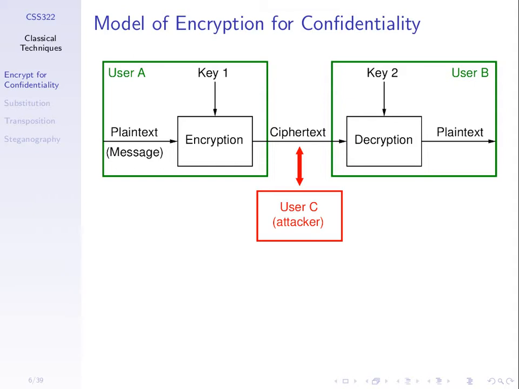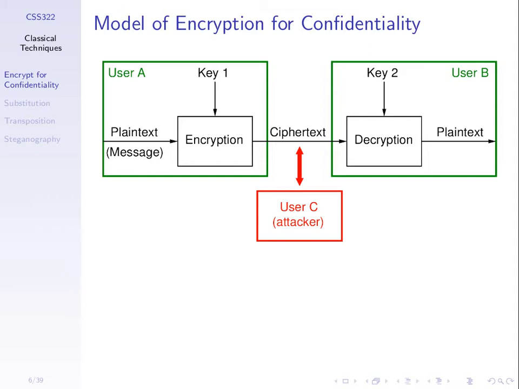At B, we apply a decryption algorithm, usually different from encryption but related. It takes ciphertext as input, another key, which may be the same or may be different from the original one, but a key, and if everything's designed correctly, the decryption algorithm will produce the original plain text as output. Okay, that's the goal. So we want to get a message from A to B, the plain text.